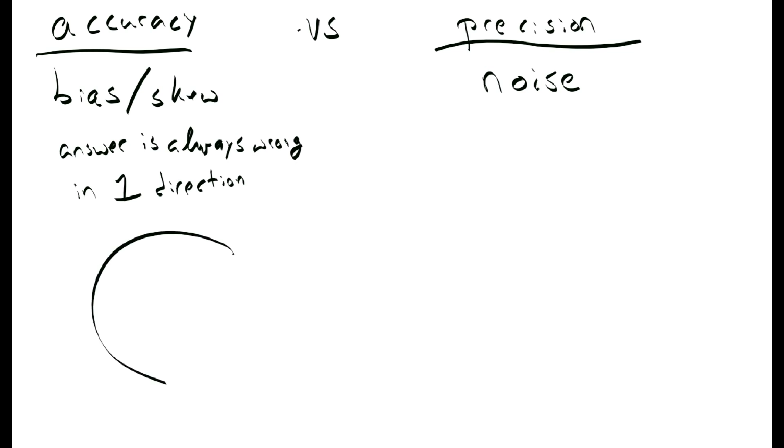The dartboard is the go-to analogy here. You're aiming for the center, but your answers are all off to one side. Instead of hitting the bullseye, you're over here. So there's your bias.